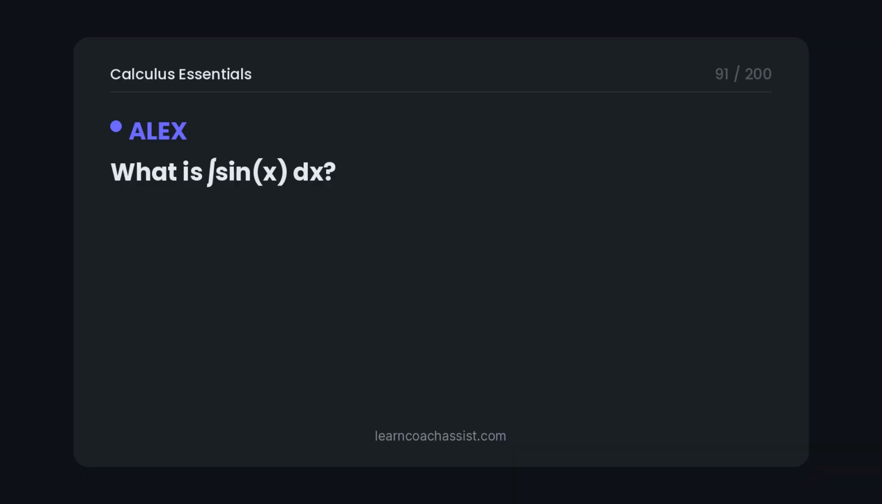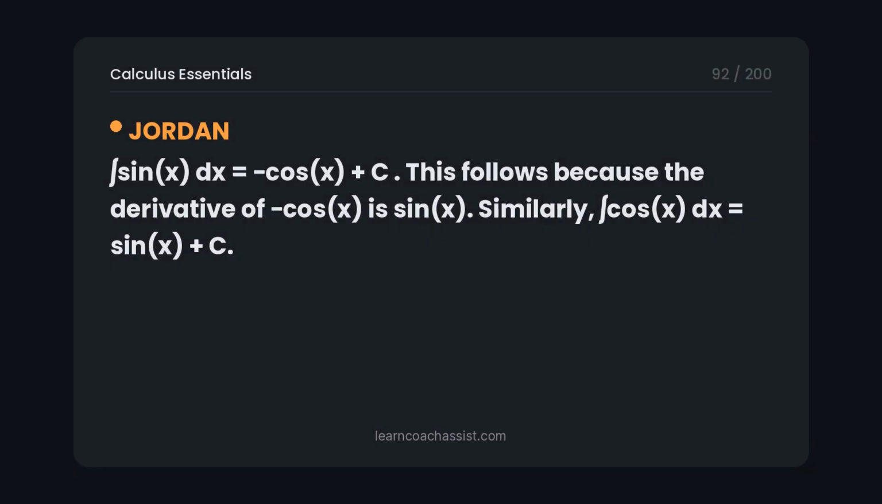What is the integral of sin x dx? The integral of sine x dx equals minus cosine x plus C. This follows because the derivative of minus cosine x is sine x. Similarly, the integral of cosine x dx equals sine x plus C.